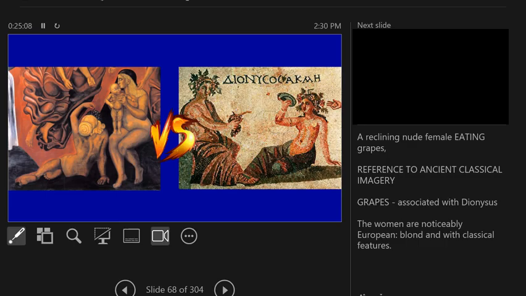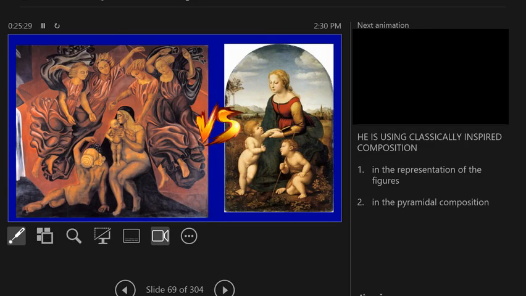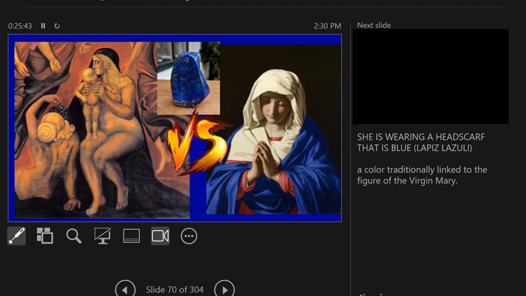And then the ladies down there eating grapes, that is a reference to ancient classical imagery. And grapes are associated with Dionysus. Notice that both the women have blonde hair. So he's definitely modeling these people after Europeans. He's using a classically inspired composition in the representation of the figures, and also he's using a pyramidal composition, which is seen a lot in European art. And then you can see the blue that she has over her head and what she's sitting on is the same kind of blue that Mary is often depicted with.